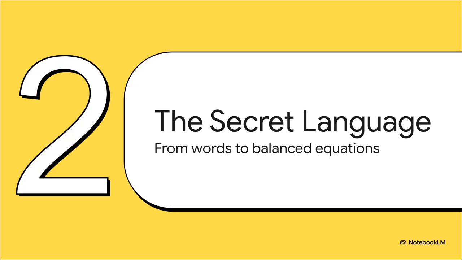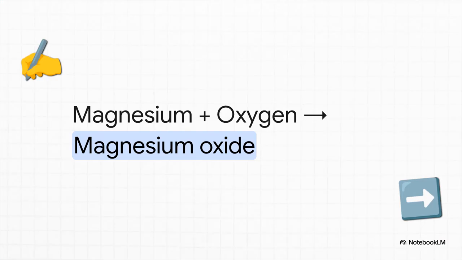Okay, detective, we've found the evidence. Now what? Well, every good detective has to write up a report. And scientists do this using a special, universal language that's designed to describe exactly what went down. We're talking about the language of chemical equations. The simplest place to start is just a word equation. It's basically a sentence. It clearly tells you the reactants, that's the stuff you start with, and the products, that's the new stuff you end up with.